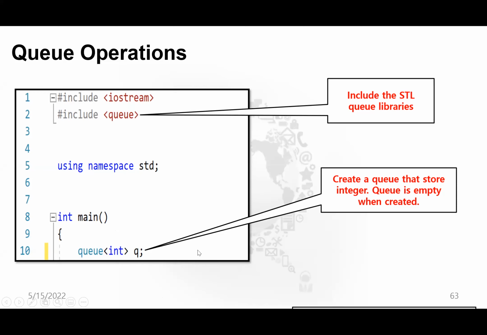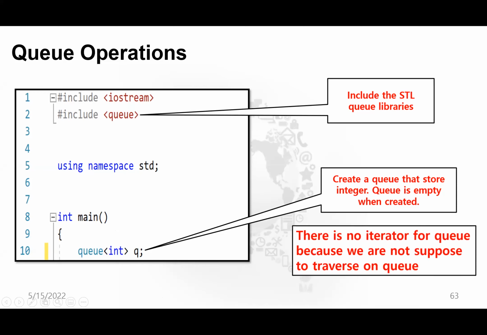Then after that, just like for stack, there is no iterator provided in the STL for queue, because for queue we are not supposed to traverse as well. When you use a queue, you usually don't want to traverse it, meaning go to every node. You use a queue to simulate the queue, where you just insert at the end and then remove the item from the beginning. So there's no iterator provided as well.